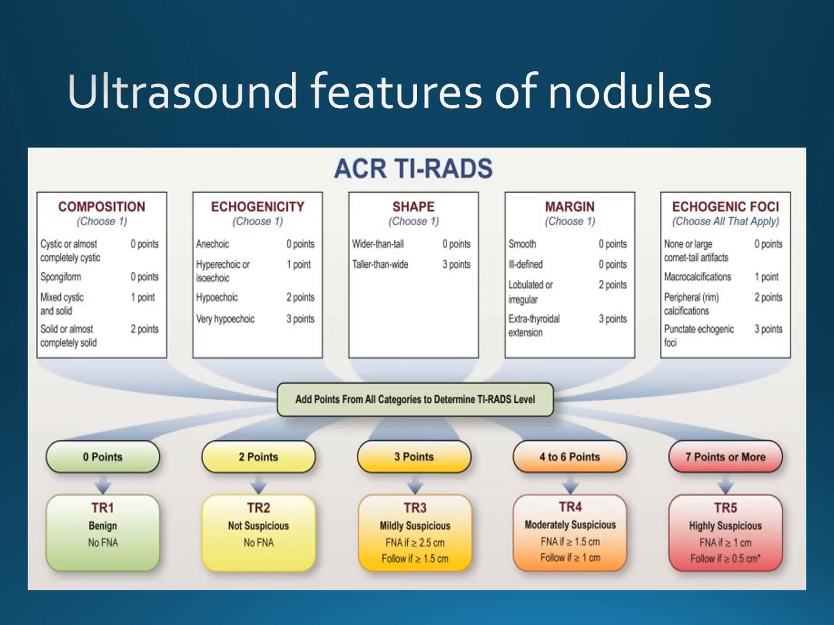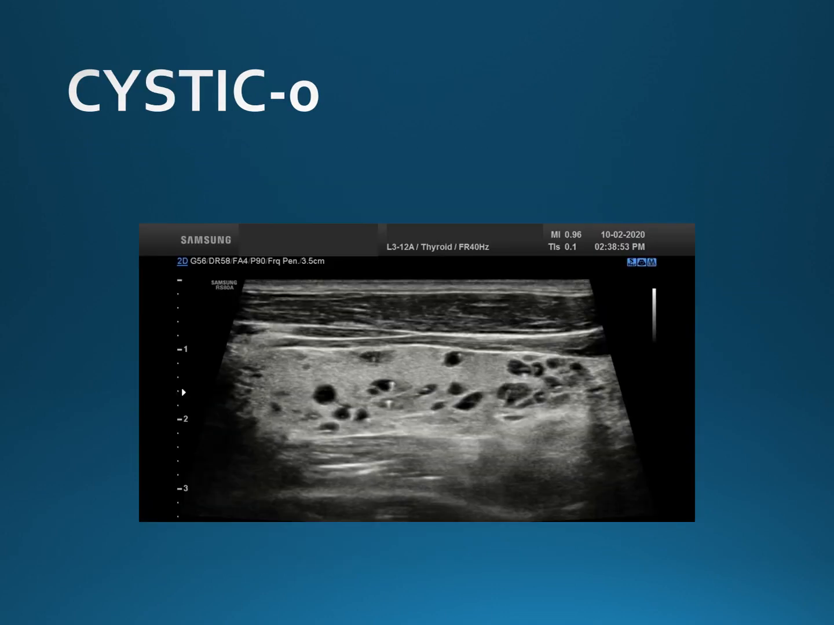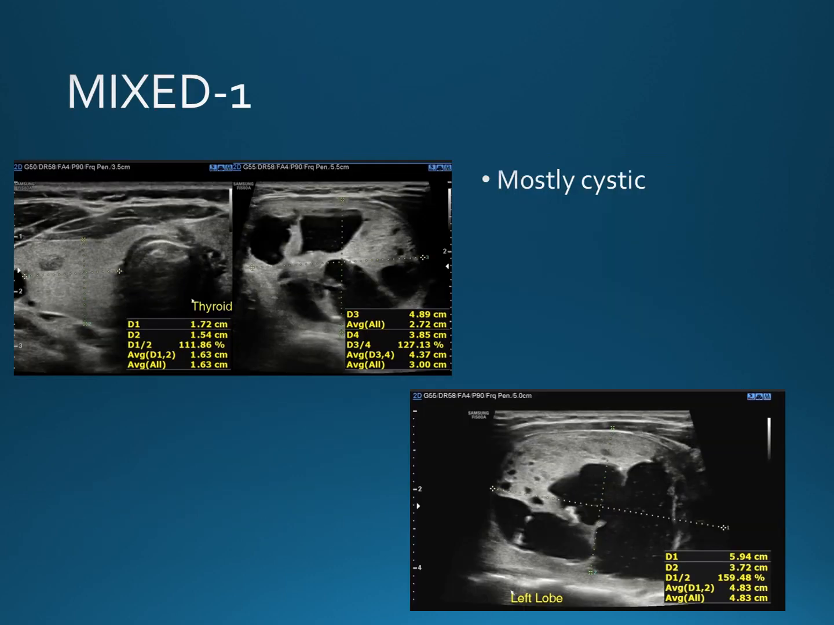This takes into consideration various ultrasound features of the nodule like composition, echogenicity, shape, margins, and echogenic foci. The composition of the nodule ranges from cystic to almost solid and is given score 0, 1 or 2. This image shows multiple small cystic nodules with a score of 0. The nodule is labeled as spongiform when there are very small cysts which occupy more than 50% of the nodule. Score 0. Mixed nodules can be mostly solid, mostly cystic, or mixed solid and cystic.